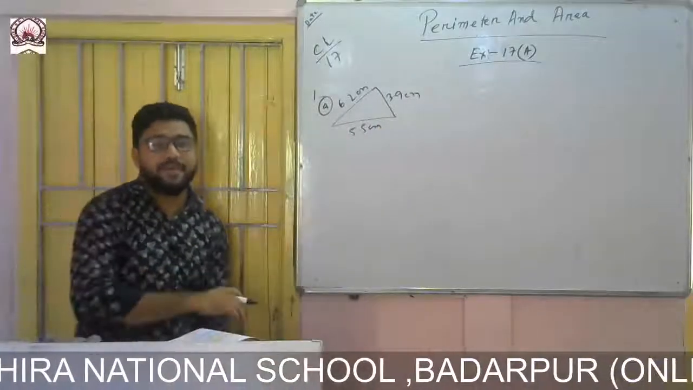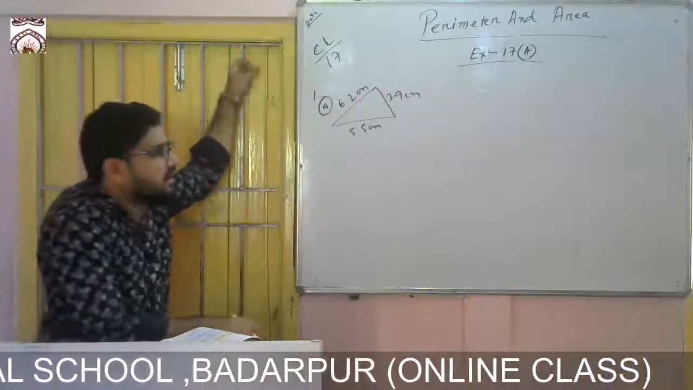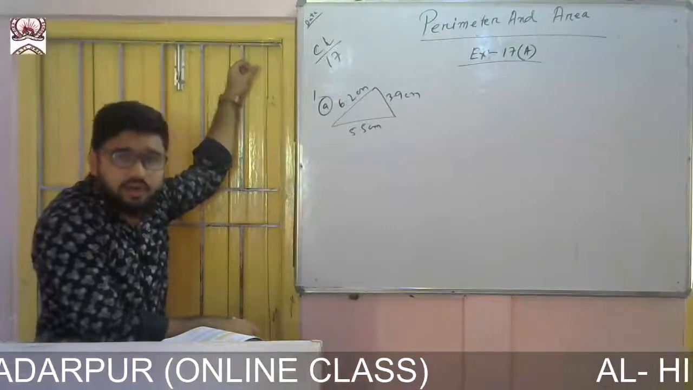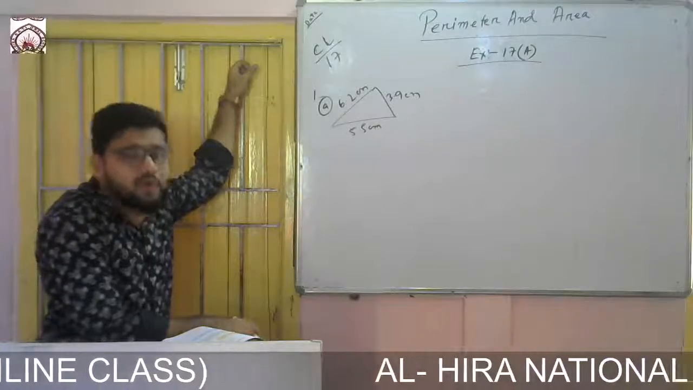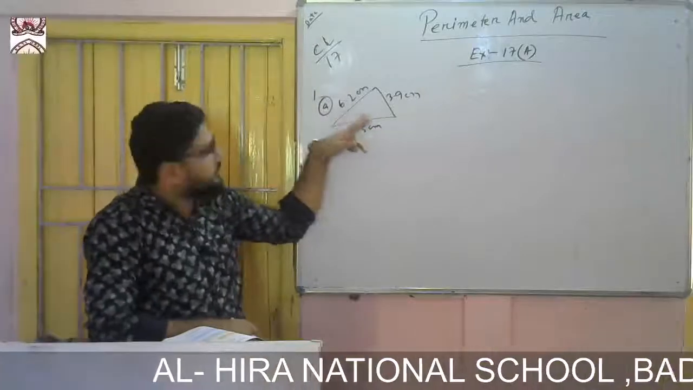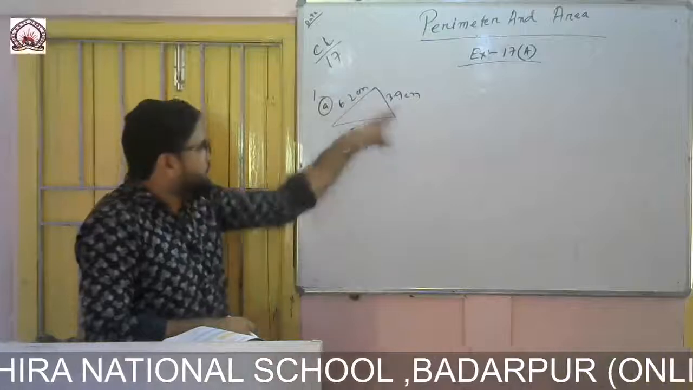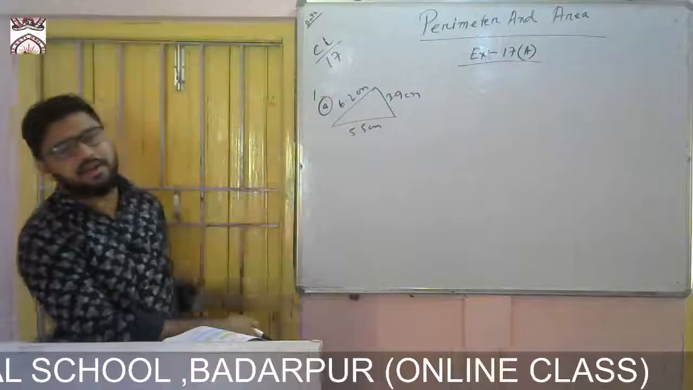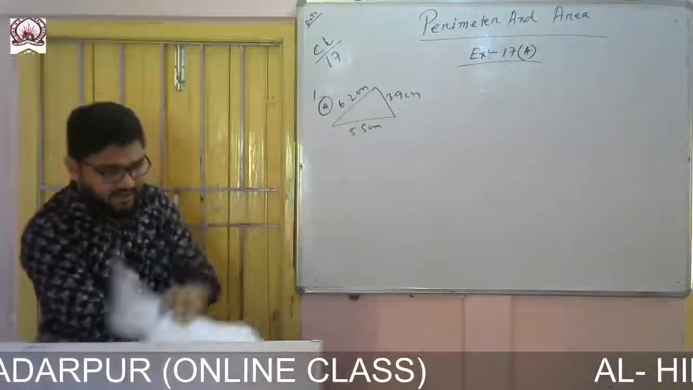So what we learned: the perimeter of a square is equal to 4 into side, and the perimeter of a rectangle is 2 length plus 2 breadth. But the perimeter of a triangle is the sum of all its sides. That means if I add all the sides, then I will get the perimeter. So right here, even perimeter I need to write.